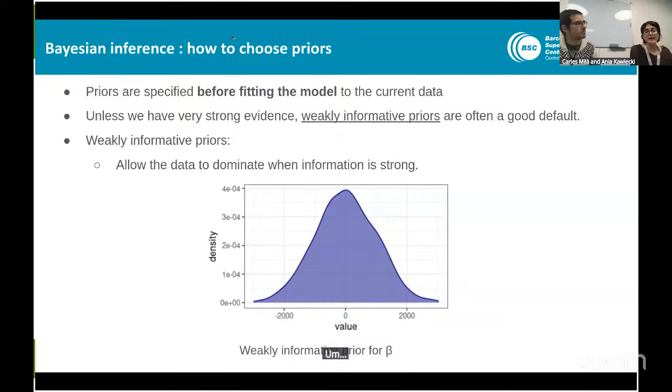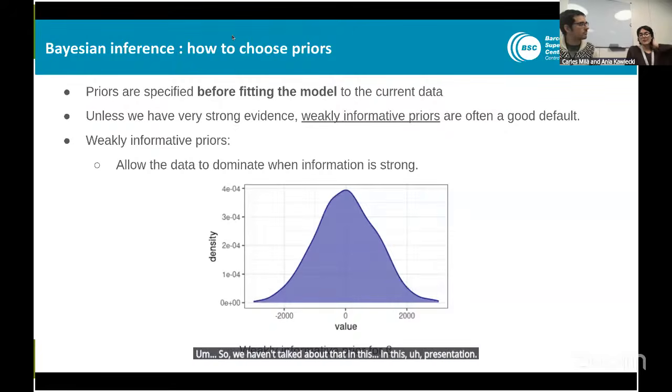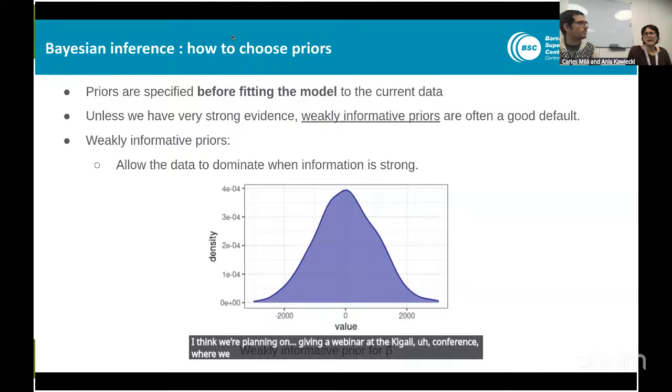So we haven't talked about that in this presentation. I think we're planning on giving a webinar at the Kigali conference where we will talk more about it, but I think we can maybe just summarize a little bit what we would do.